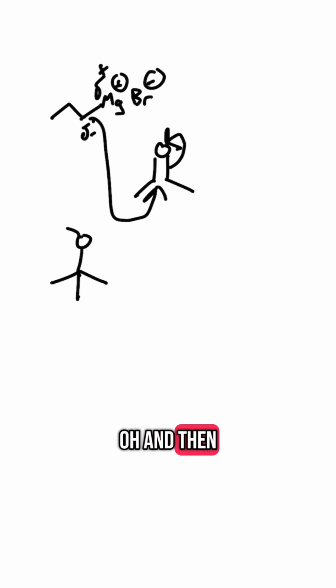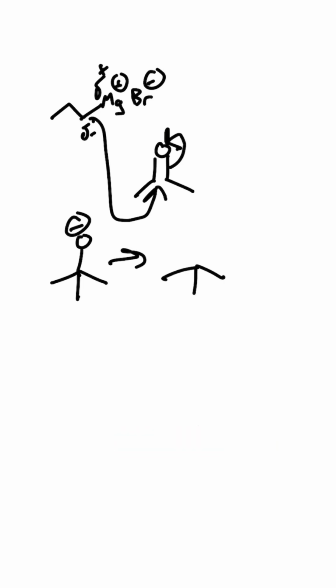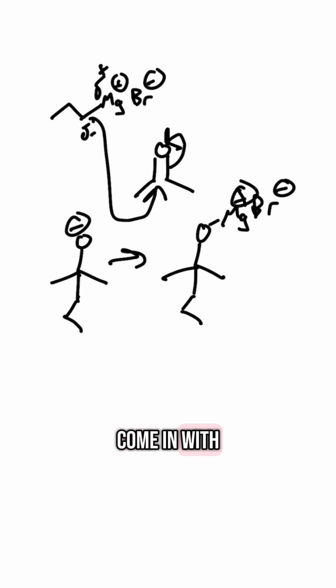O, and then Mg, because this was an O minus. This is an O minus, and then it converts to, oop, I'm sorry, I'm missing two carbons. And then we come in with our H3O plus, H2O, but I'm not going to put that there. It's going to get cut off.